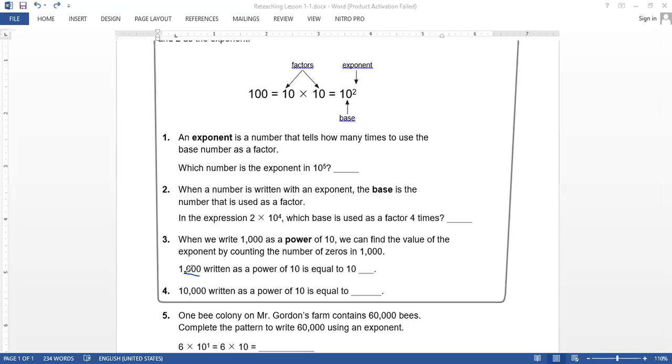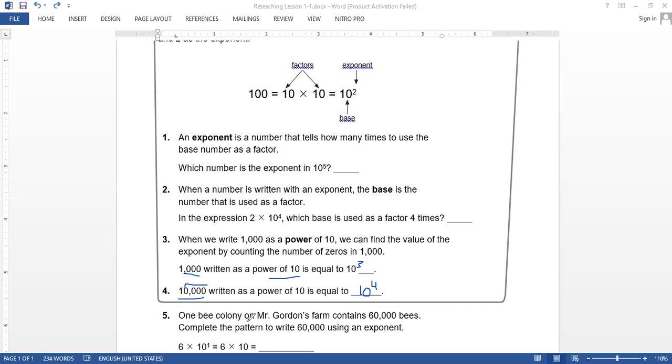Here 1,000 written as a power of 10 is 10 to the power of 3, because 1,000 has 3 zeros. So 10,000 written as a power of 10 is equal to 10 power what? We have to count how many zeros we have in 10,000. We have 4 zeros. So we write it as 10 power 4. Now we go down.